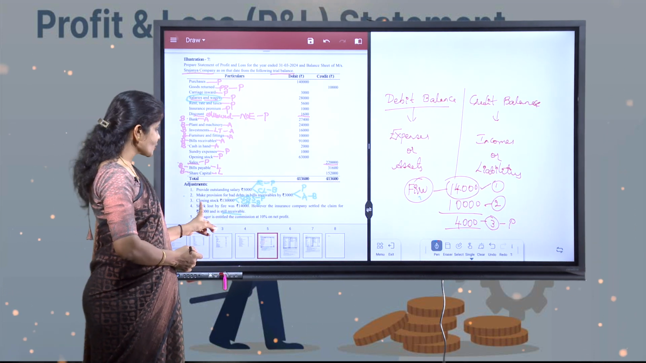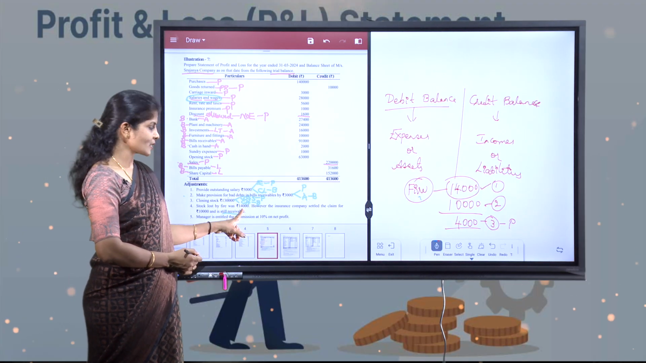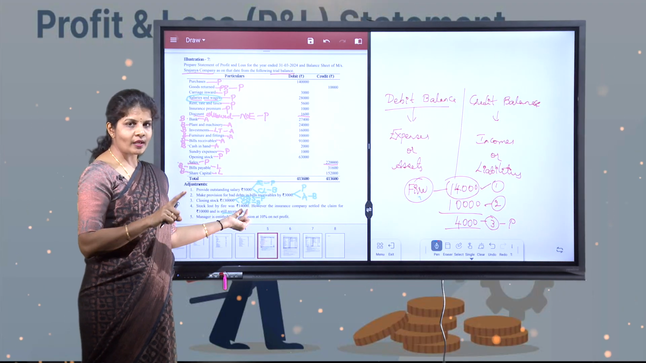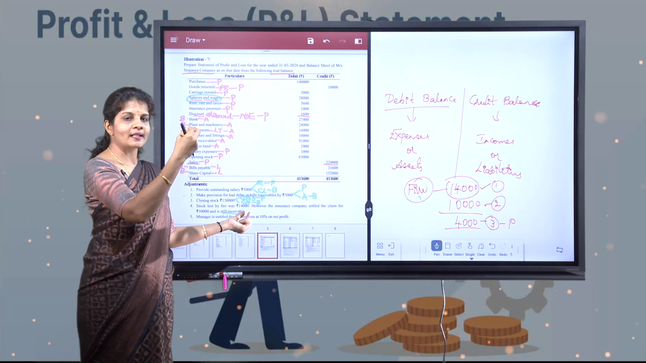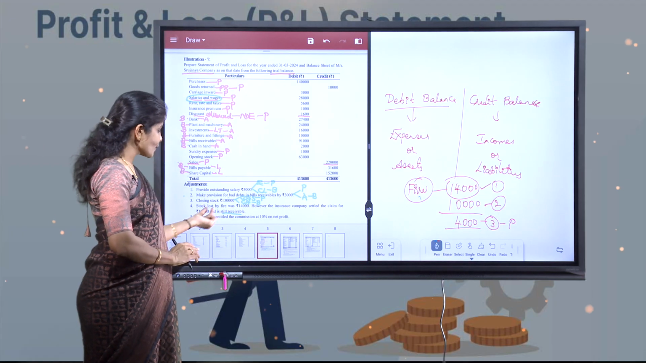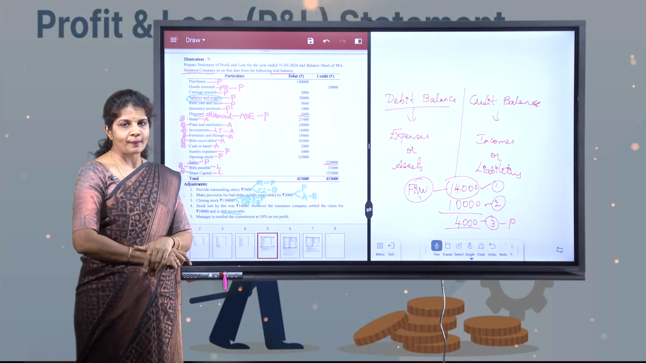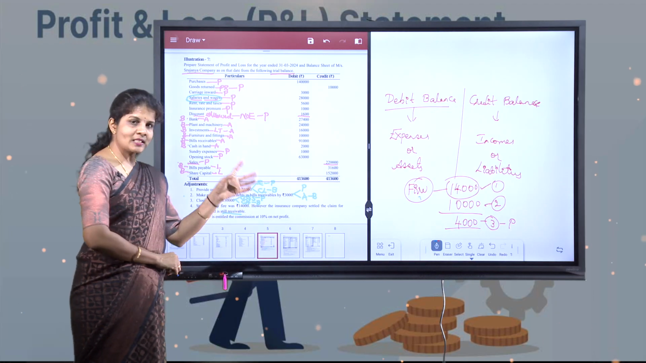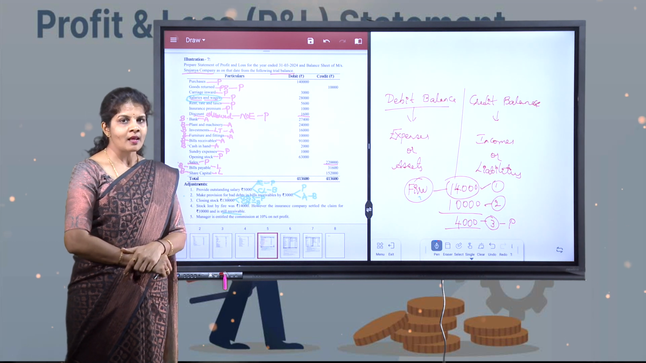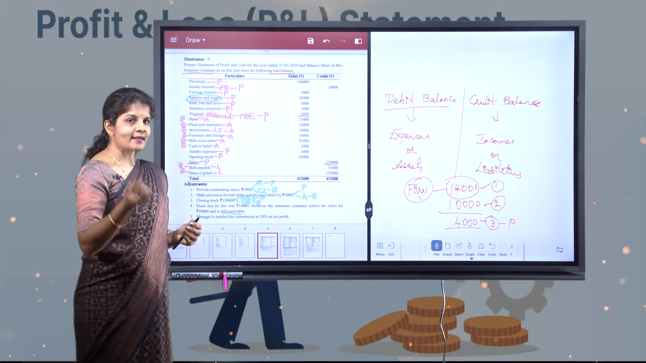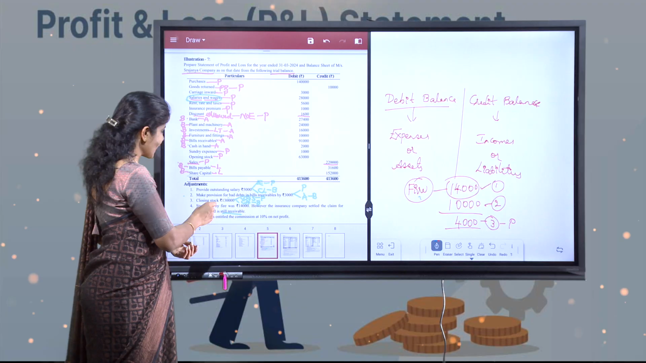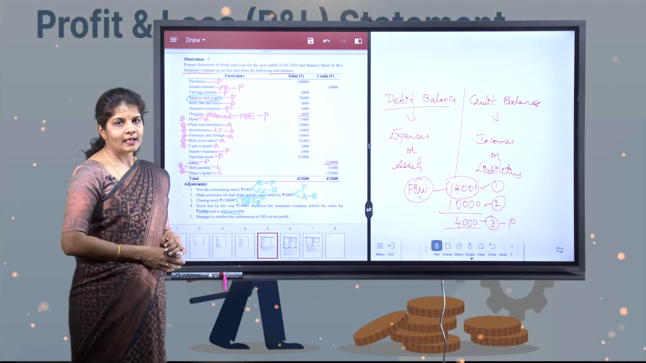I will repeat once again. This stock lost by fire of 14,000 should be adjusted here thrice. Why? Because the 14,000 stock lost by fire should be deducted from the stock in the calculation of cost of goods sold. And a 10,000 rupees claim should be received from the insurance company. If they had given the complete 14,000, we could adjust only two times. But now they are giving only 10,000 and it is not yet received. That means it is an outstanding income.